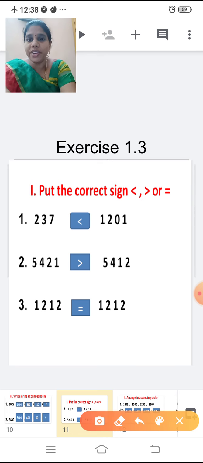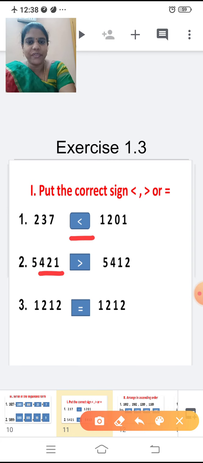So first, 237 is less than 1201. 5421 is greater than 5412. 1212 is equal to 1212.